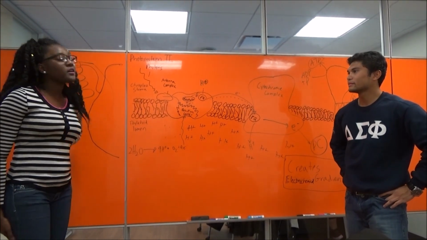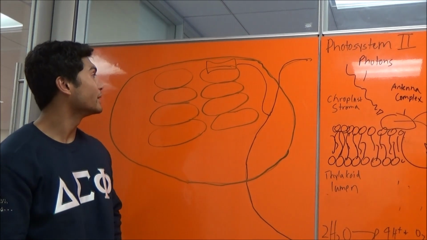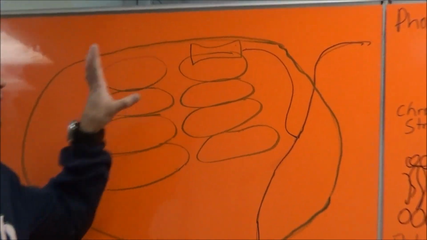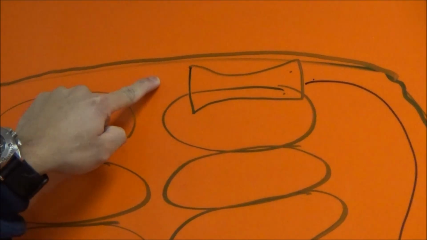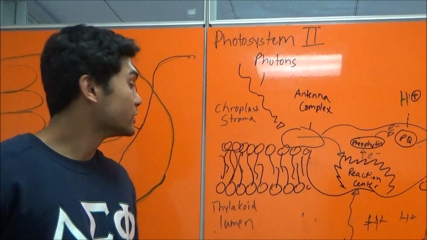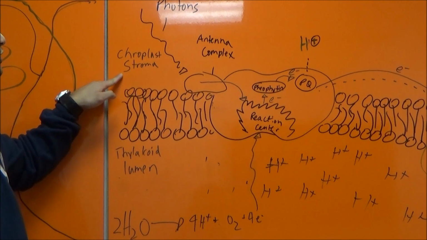And we'll be talking about photosystem 2. So photosystem 2 takes place in the thylakoid lumen of the chloroplast. Here is the thylakoid lumen, and on the outside is the chloroplast stroma. So here's an enlarged picture of the thylakoid lumen and the chloroplast stroma.